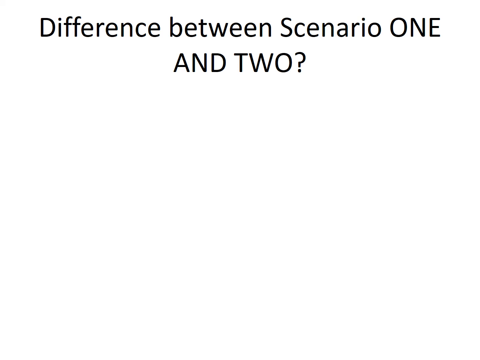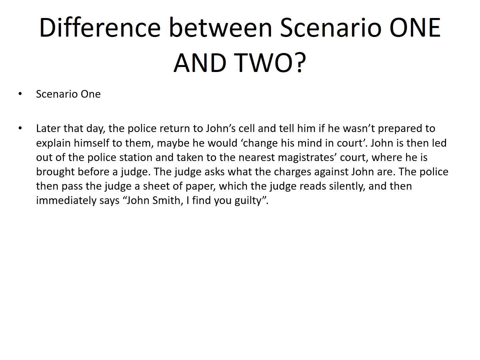And the last part of this investigation, scenario 1 and scenario 2 again. Scenario 1: later that day, the police return to John's cell and tell him if he wasn't prepared to explain himself to them, maybe he would change his mind in court. John is then led out of the police station, taken to the nearest magistrate's court, where he is brought before a judge. The judge asks what the charges against John are.